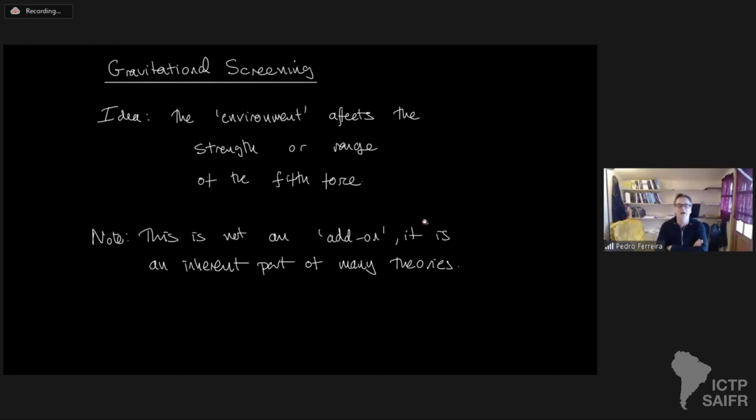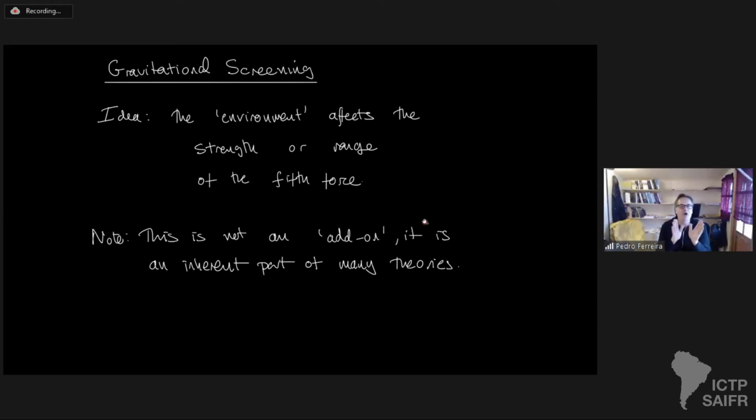In other words, the environment affects the strength or range of the fifth force. Now, a key point that I want to make is that this is not an add-on. In other words, the fact that fifth forces depend on the environment is not an additional complication that you add on to try and fix the problem of them not being detected on small scales. It's actually an inherent part of many theories.